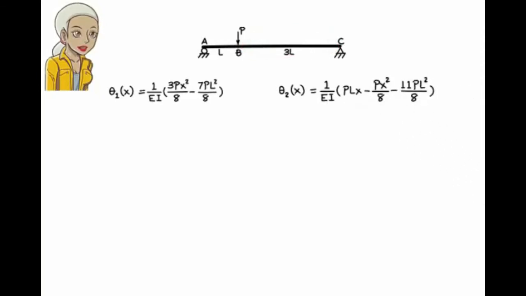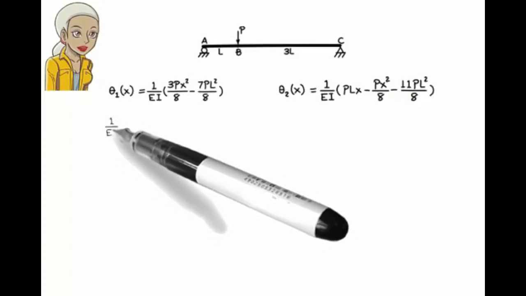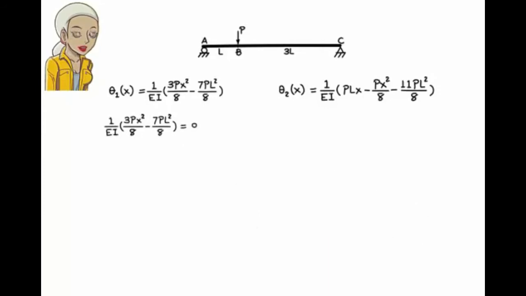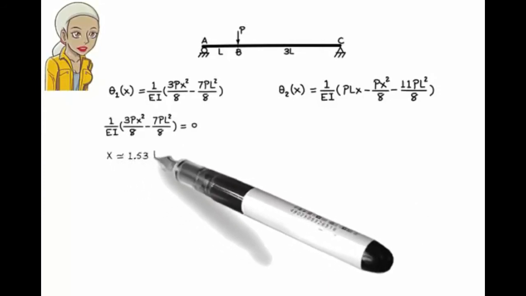Maximum deflection occurs either in the left segment or in the right segment. If it occurs in the left segment, then the point of maximum deflection must be located between 0 and L. To decide if this is true, we set theta1 equal to 0, then solve for x. If we get a value between 0 and L, then we have indeed located the point of maximum deflection in the left segment. Otherwise, maximum deflection occurs in the right segment. So, setting theta1 equal to 0, we get x approximately equals 1.53L.